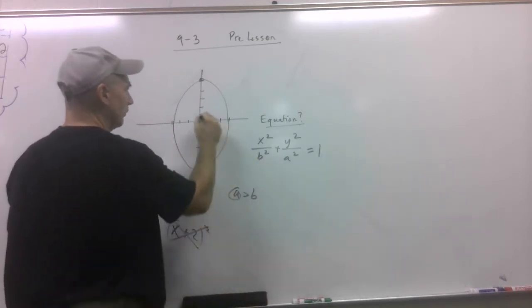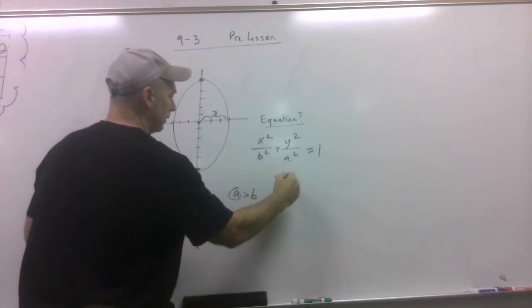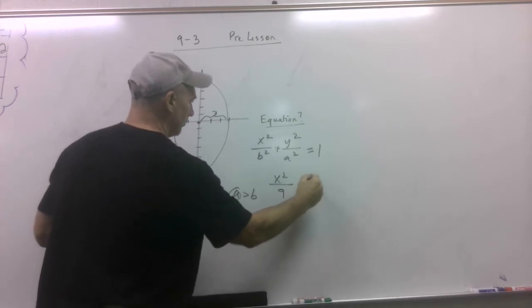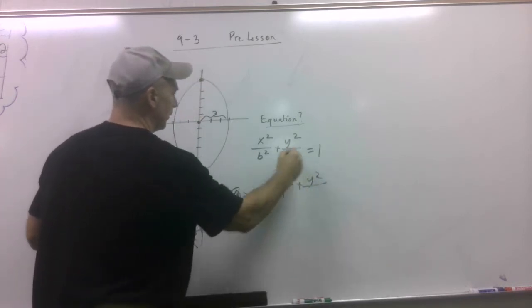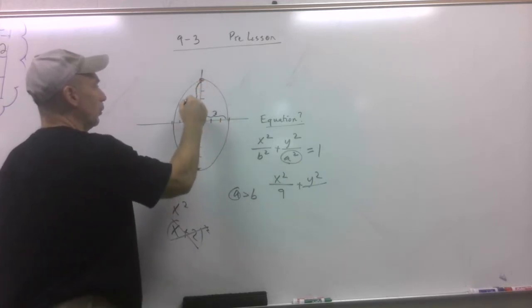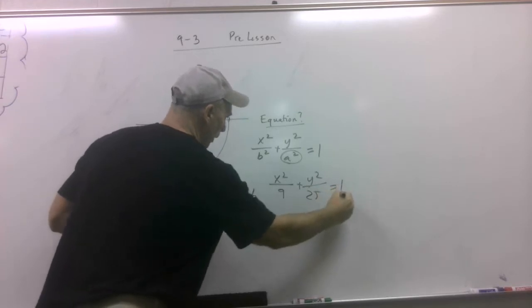Well, what's b? This is 3. So I go, okay, x squared over 9 plus y squared. Well, I got to figure out what a squared is. You first got to know what a is, and it's the bigger one. So that's 5, so that's 25 equals 1.